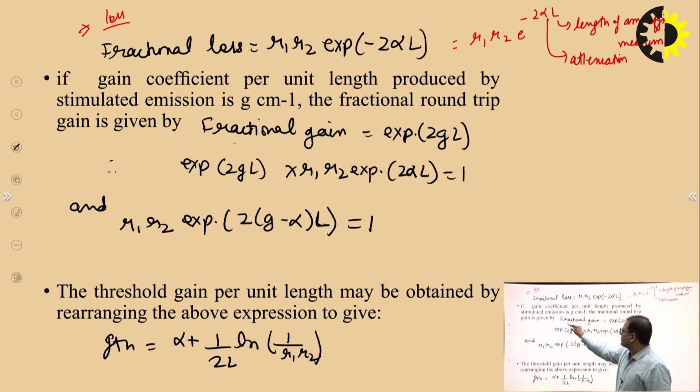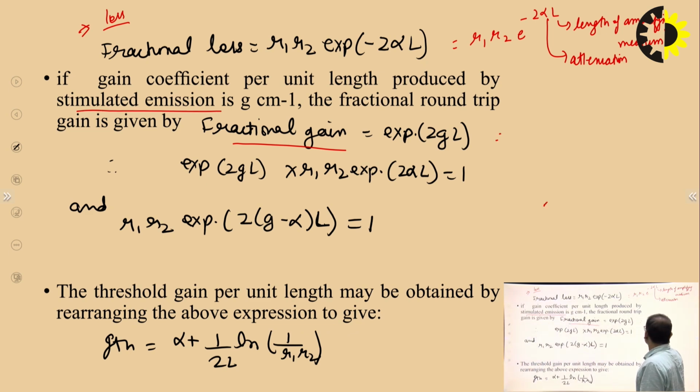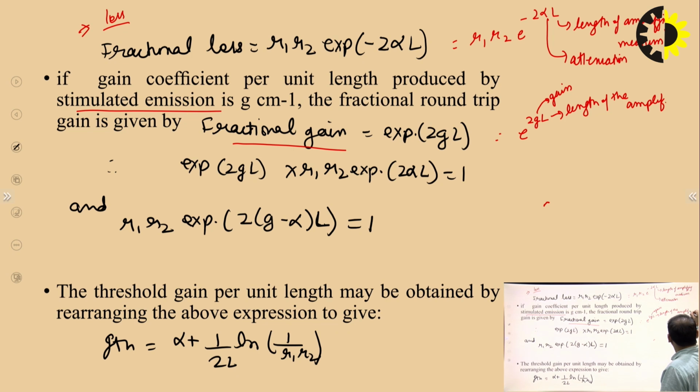Now the fractional gain. This fractional gain is due to the stimulated emission, and it is equal to e to the power 2 g L, where g is the gain and L is the length of the amplifying medium.